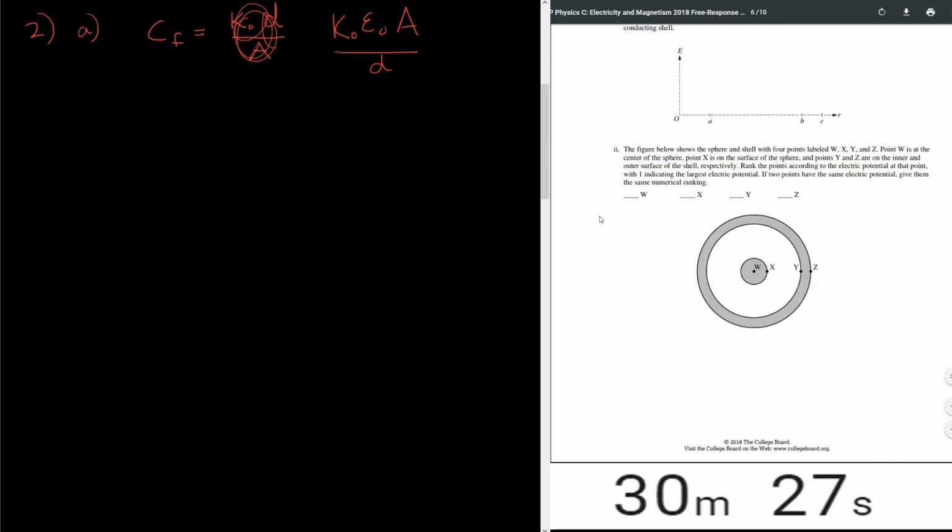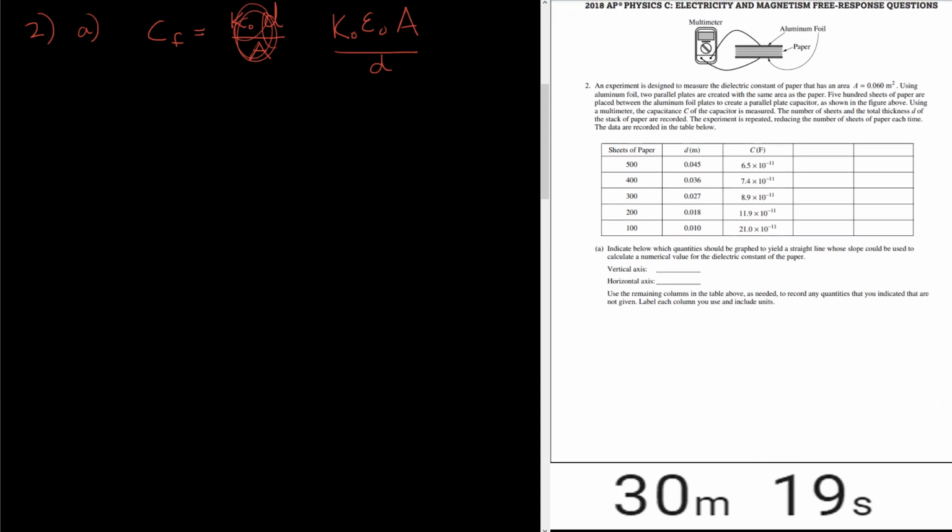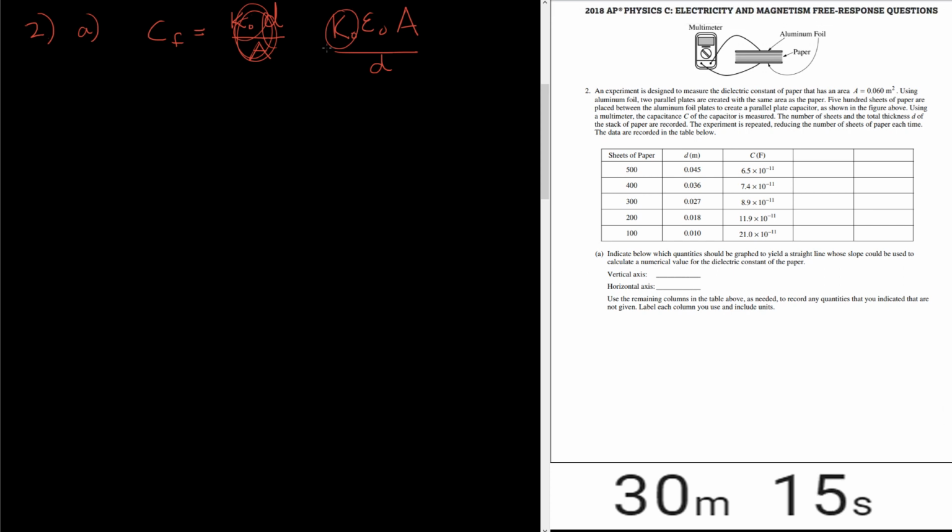So if we were to find a straight line whose slope could be used to calculate a numerical value for the dielectric constant of paper, we're trying to find this thing. We want to consider A over D as our quantity. And we know the capacitance, so what we can say is that capacitance equals A epsilon 0 over D times K naught. And if we consider K naught to be some slope, then A epsilon 0 over D is going to be the other thing. Actually, what we should really do is say that this is going to be K naught epsilon 0 times A over D. Bam.